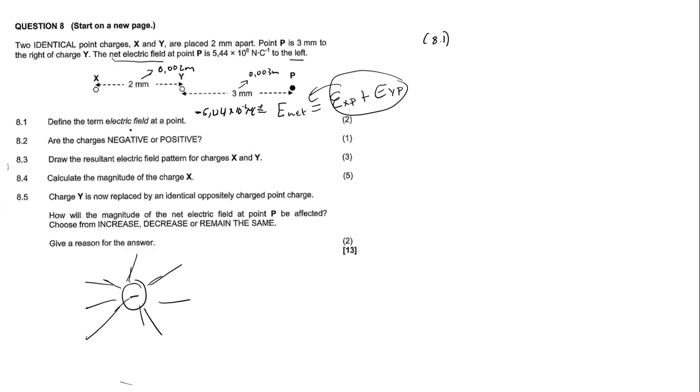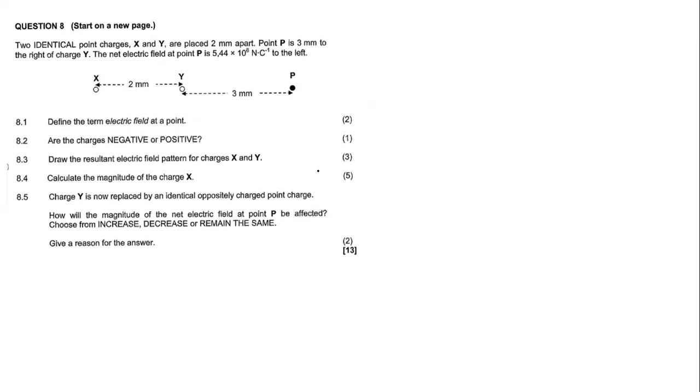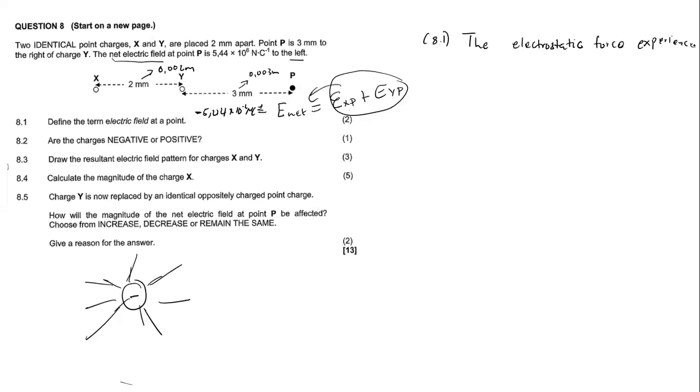So what is the term electric field at a point? 8.1, you say, it's the electrostatic force experienced per unit positive charge.